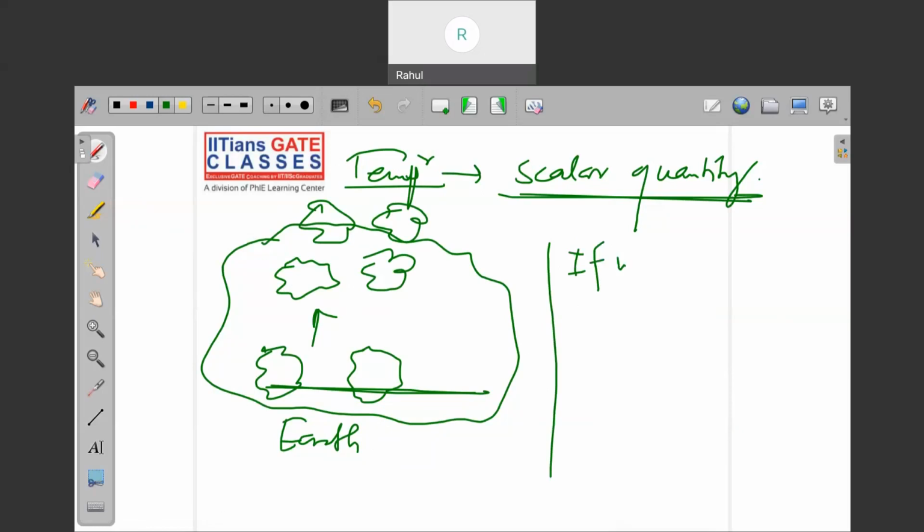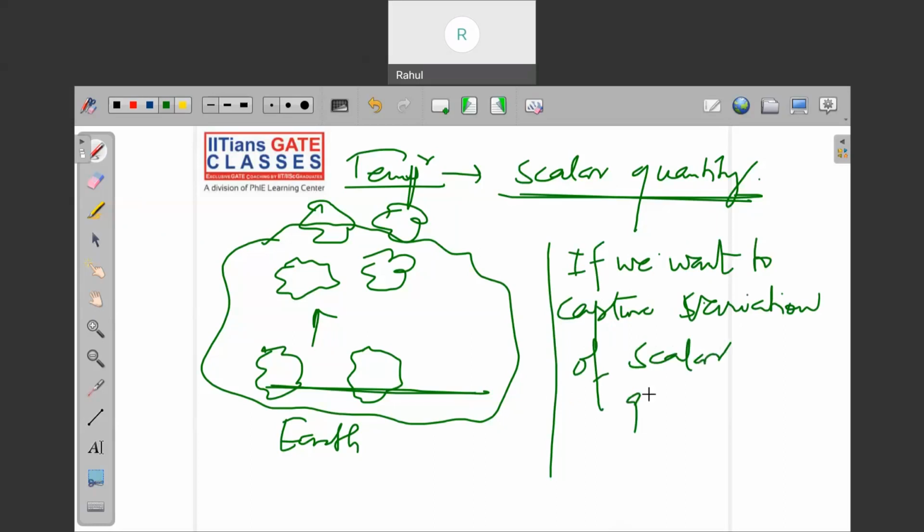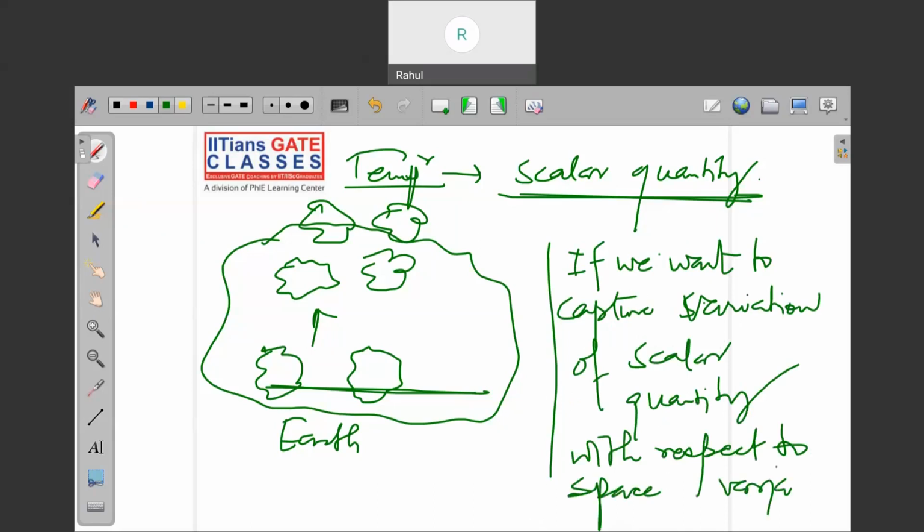If we want to capture the variation of any scalar quantity with respect to the space variables x, y, z, then the gradient comes into the picture. Where the maximum temperature will be, where the minimum temperature will be.